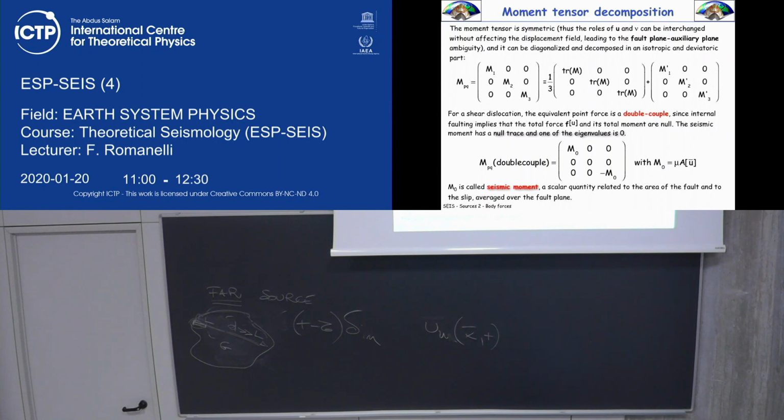So why this way? Because we are considering a pure shear dislocation. When you say pure shear dislocation, again, a dislocation means a discontinuity in displacement on a surface, okay? And the direction of the dislocation is always perpendicular to the normal of the surface. What I'm trying to say is that you have to move your hands without making openings. That's a pure shear dislocation. Pure shear means that only mu is there, otherwise you have lambda.